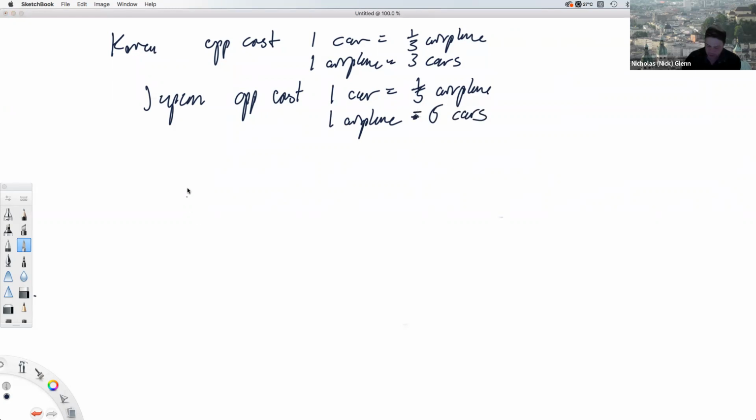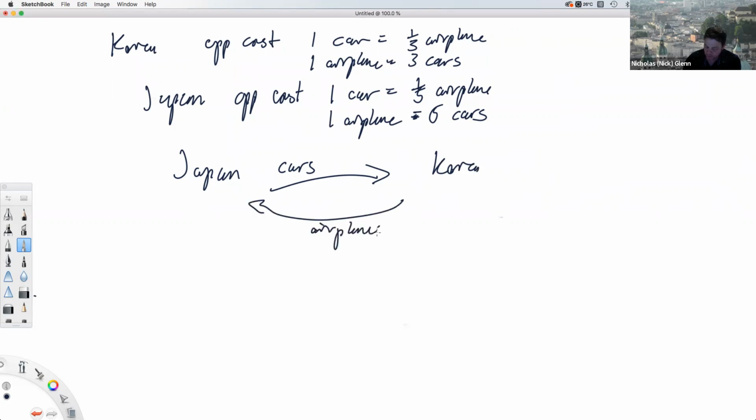And we said there's an opportunity for Japan to trade cars to Korea in exchange for Korea producing some additional airplanes. That's because Japan has a comparative advantage in cars, it has a lower opportunity cost, whereas Korea has a lower opportunity cost for producing airplanes, so it has a comparative advantage in producing the airplanes. So that sets up where Japan would want to trade cars to Korea. In exchange, Korea would send over some airplanes. Now let's find the terms of trade.